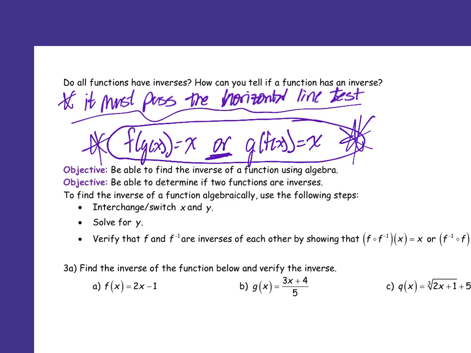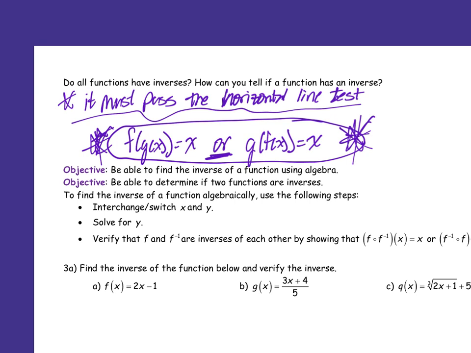Okay, so this is what I'm going to use right here, probably 95% of the time to tell if something's an inverse. If they give me two equations, they want to know if it's an inverse, I'm going to take one and put it inside of the other. That's it.